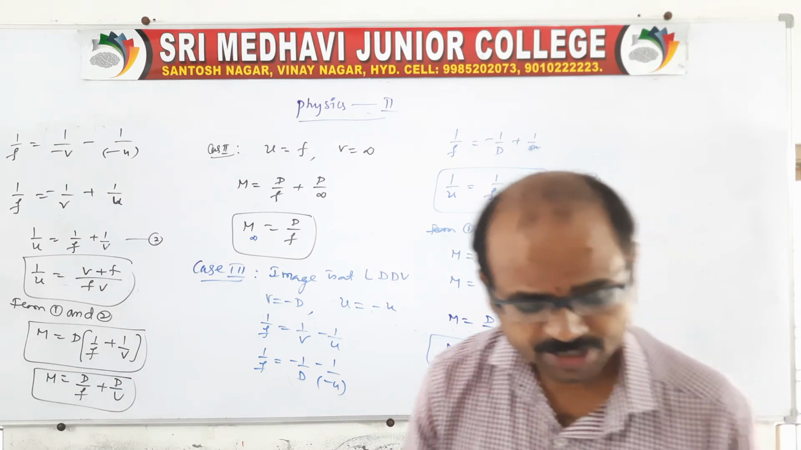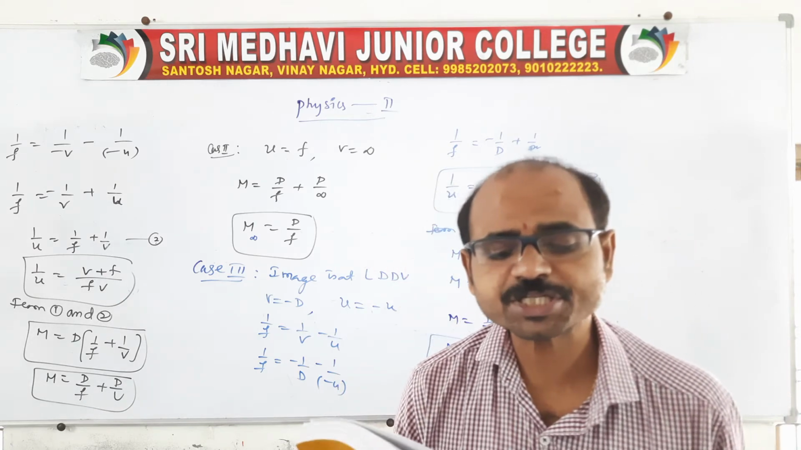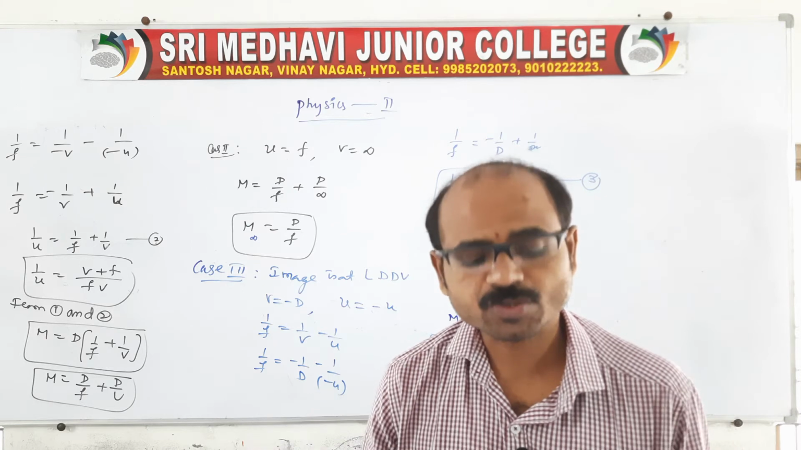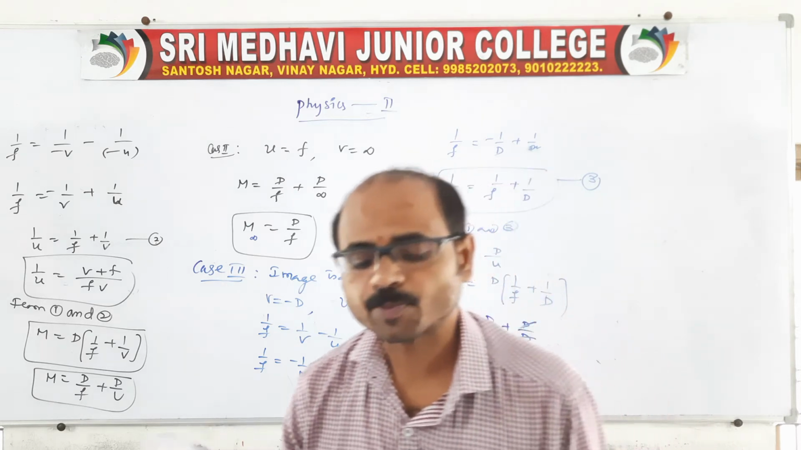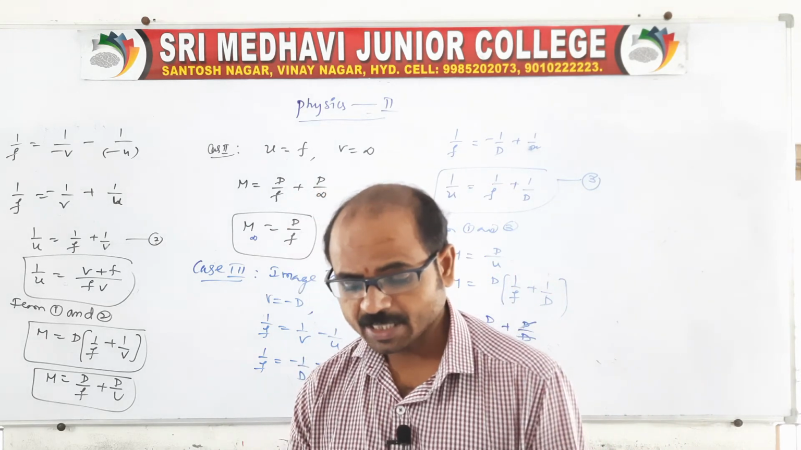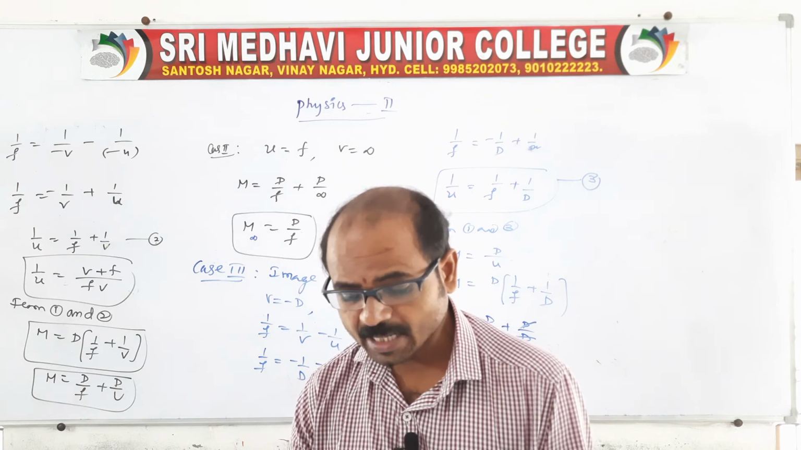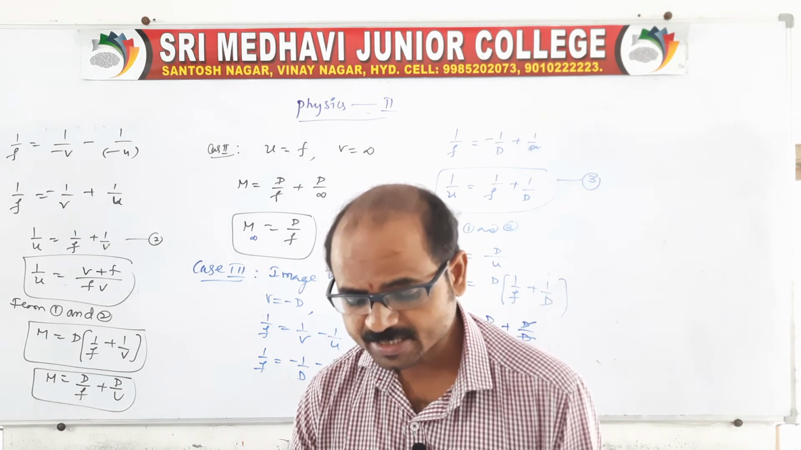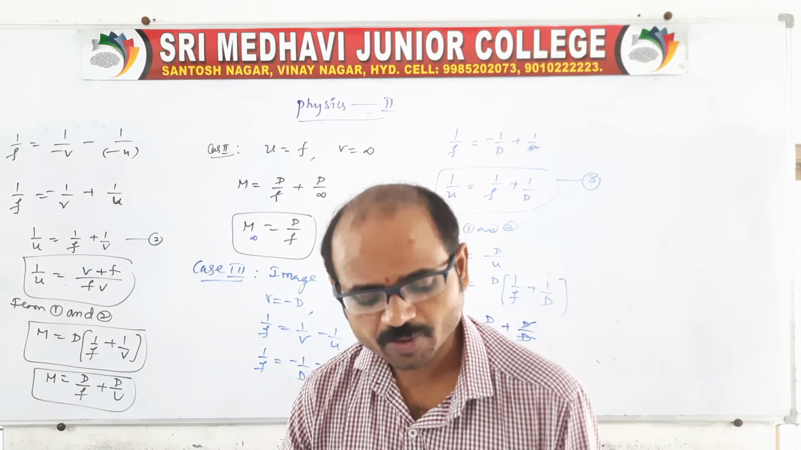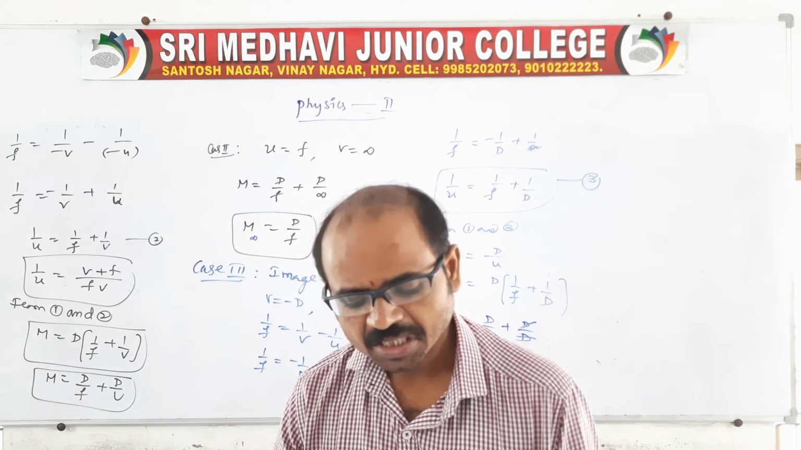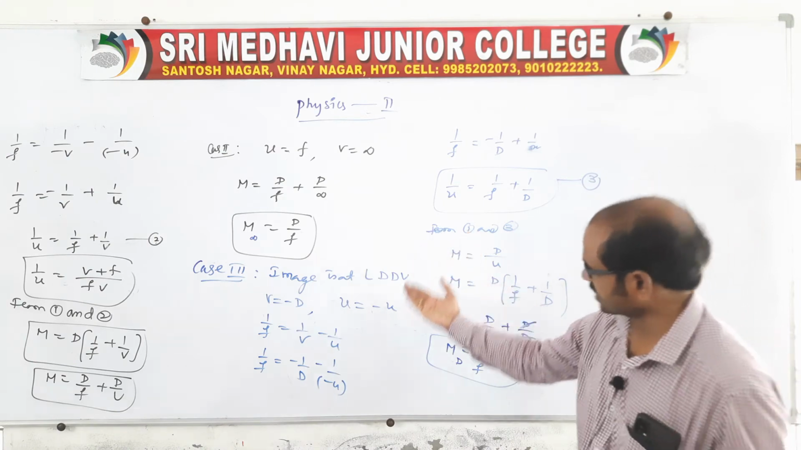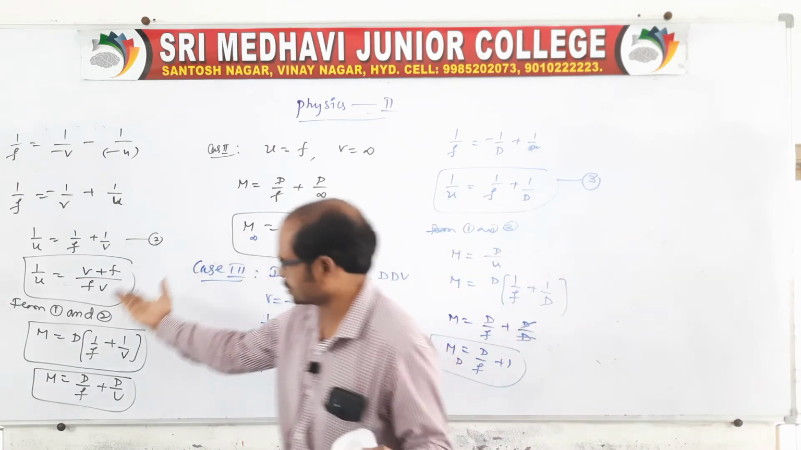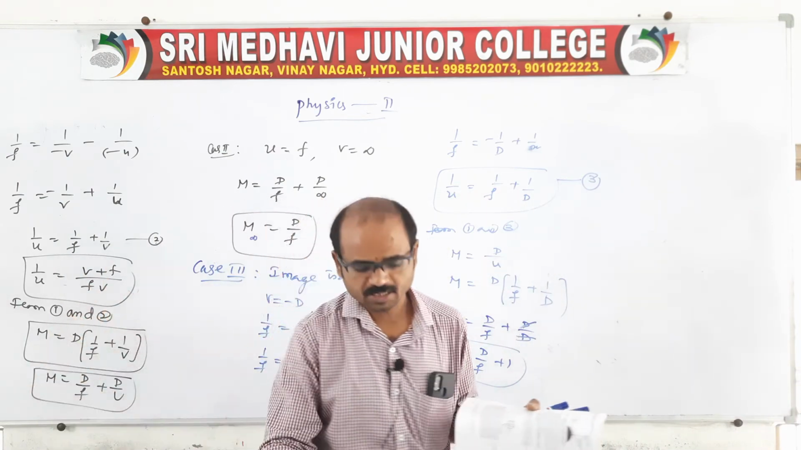And there is another question. What is the position of object for a simple microscope? That is the 10th question. What is the maximum magnification of a simple microscope, in terms of focal length? You can take either this position or that position, you write either one, nothing will happen.